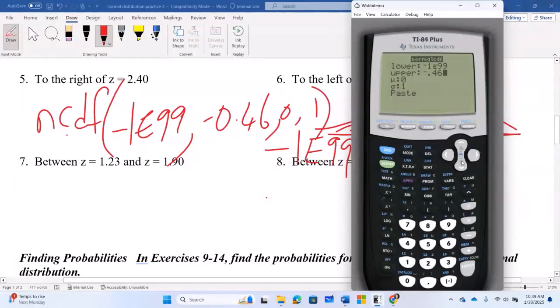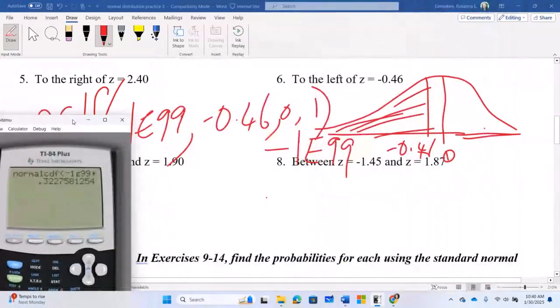Okay. And then the mean is 0, standard deviation is 1. So I'm looking for that area. I'm going to ask my calculator to calculate. So that area is 32.28%. Area to the left of negative 0.46 is 32.28% to the nearest two decimal places.